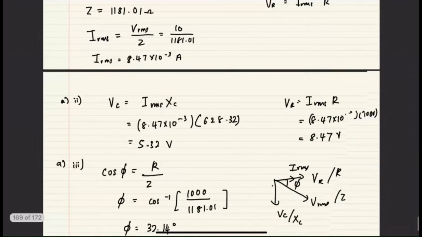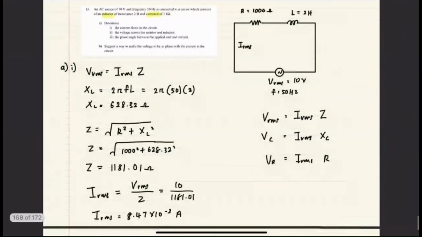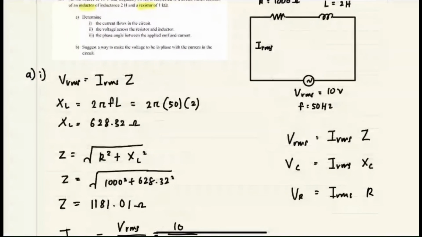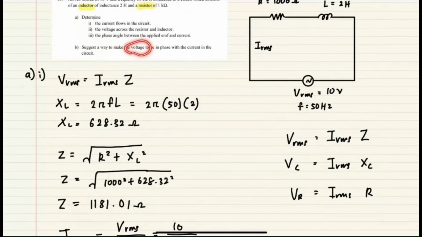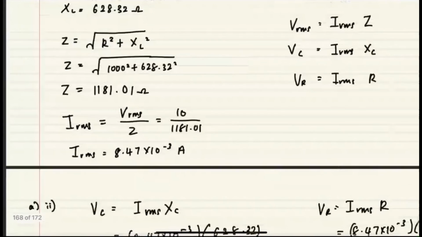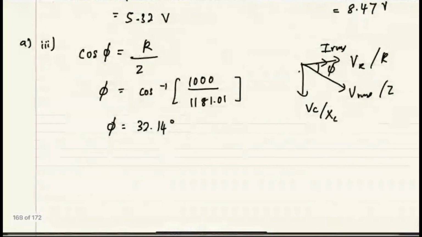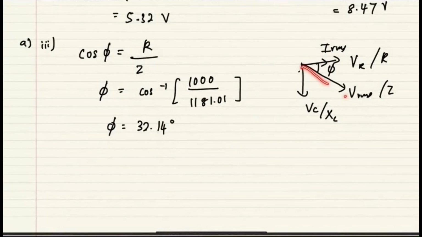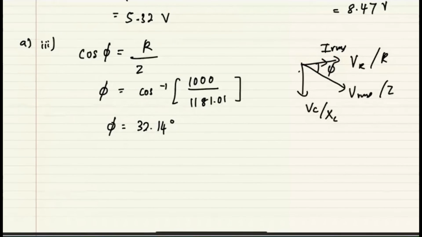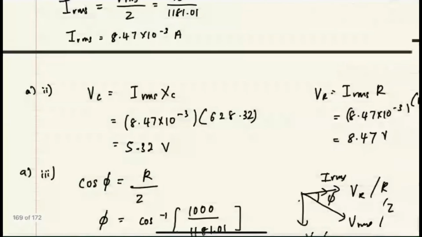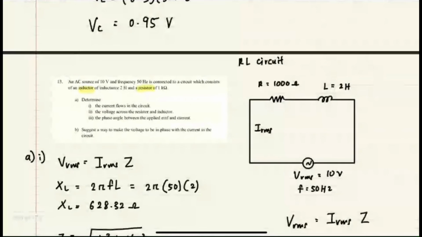And then the last question, dia kata suggest a way to make the voltage to be in phase with the current in the circuit. Macam mana nak kasih voltage dengan current ni in phase. So here you can see that voltage dia dan current dia ada angle which is 32.14. Kalau in phase, basically nak VRMS tu dekat situ juga. So that the phi is equals to 0. Okay. So to do that, the easiest way is that you can remove the inductor.